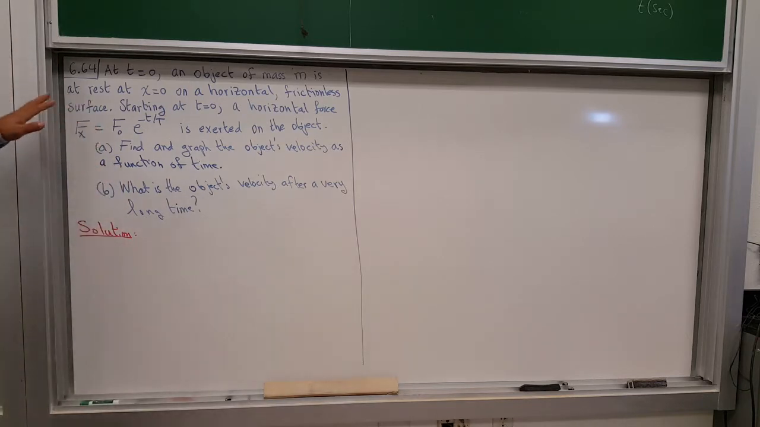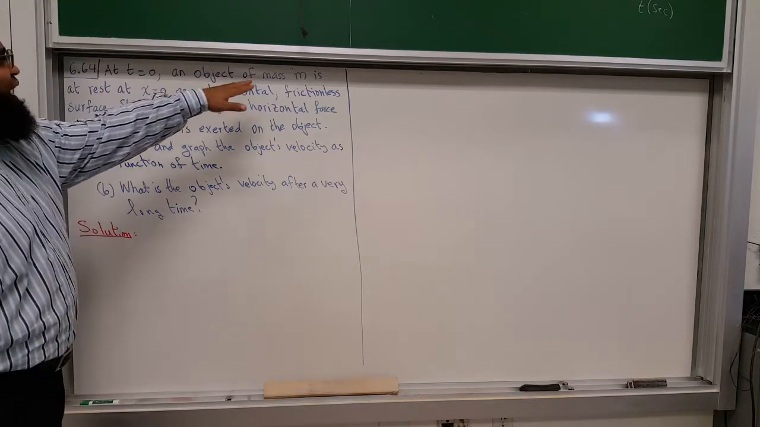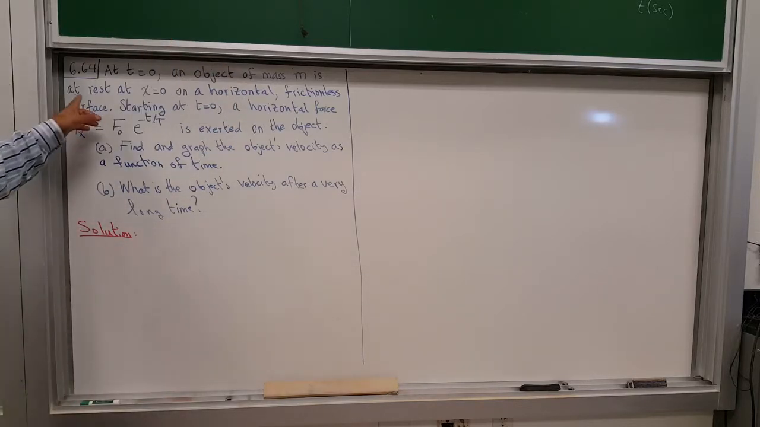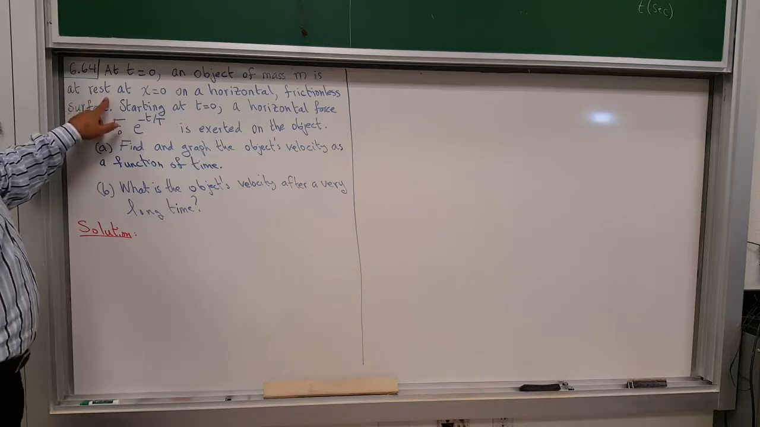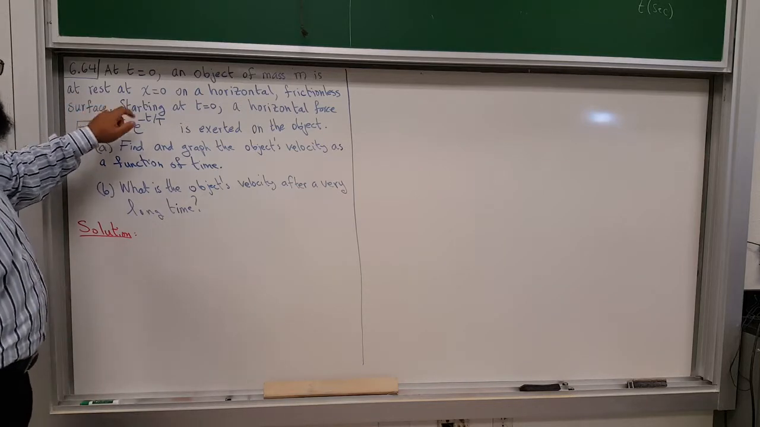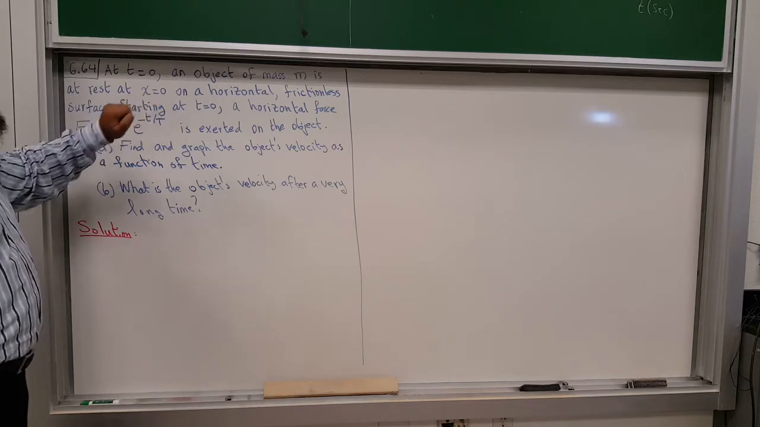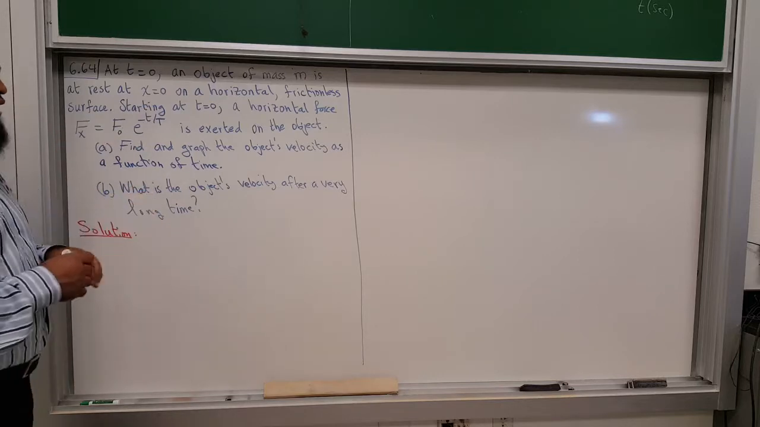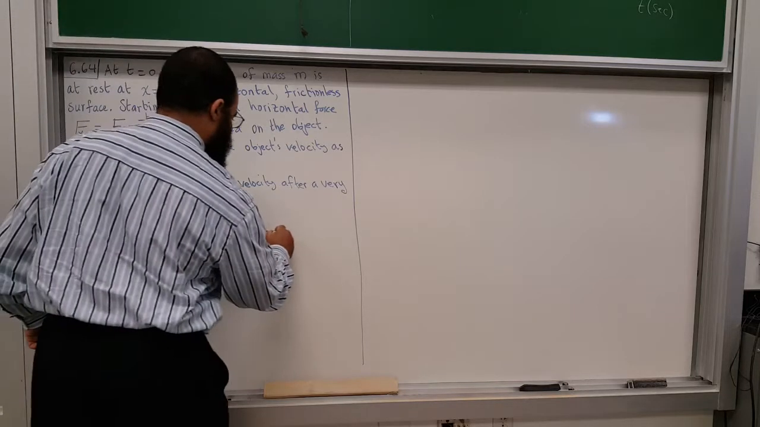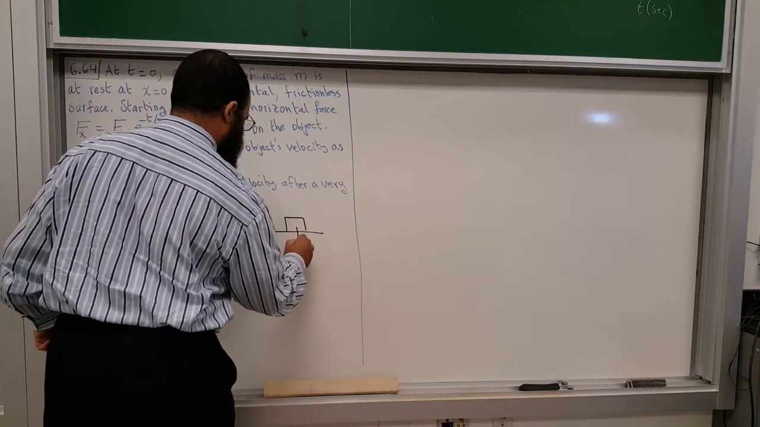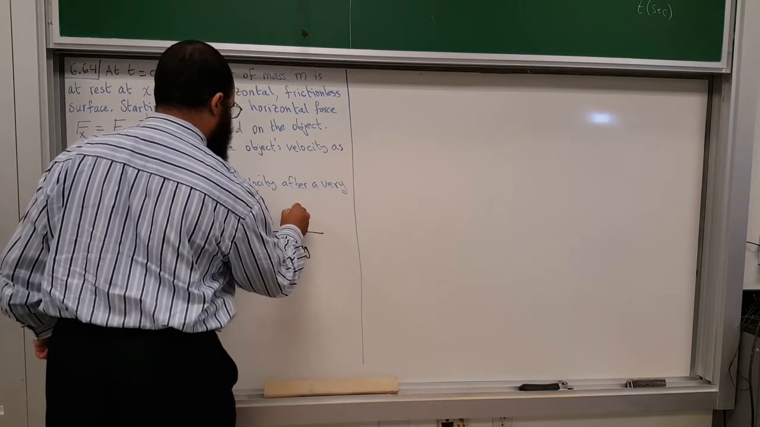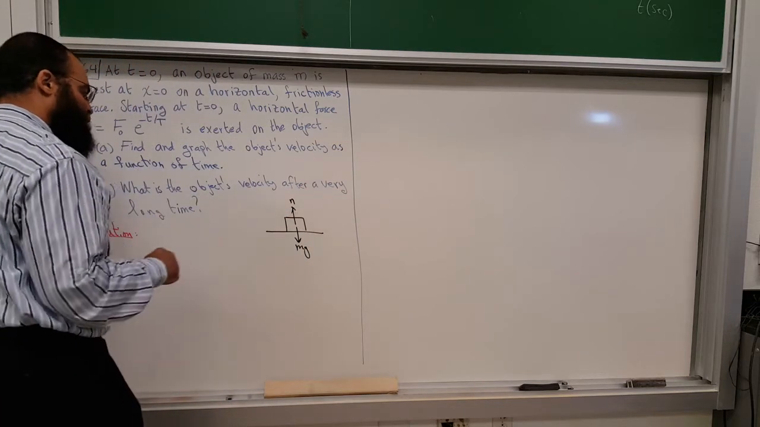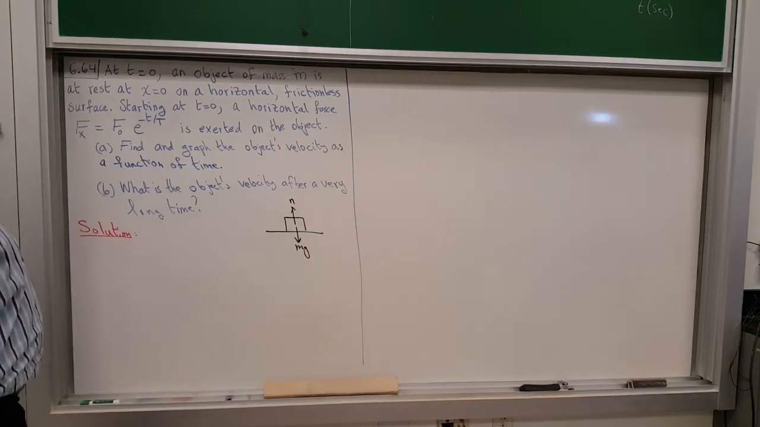So it says at a time t equal to 0, an object of mass m, so the mass is given, think of it as a number of kilograms, is at rest. What does it mean? The initial velocity is 0. And the position initially is at x equal to 0. And it's sitting on a horizontal frictionless surface. So the only forces on this object are gravity, and there is the normal force. And they're just equal to each other because the object is not moving up or down. Okay. So that's initially. What happens?